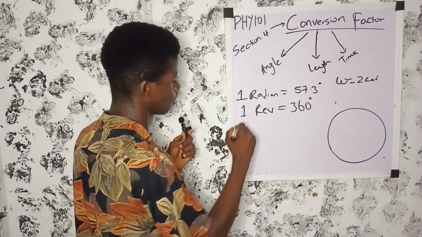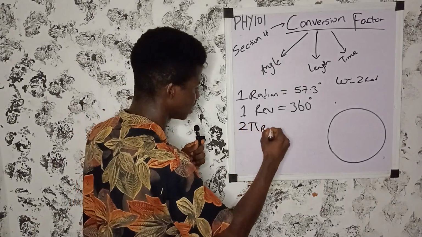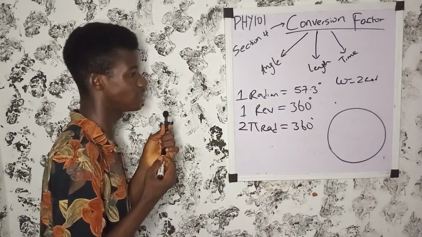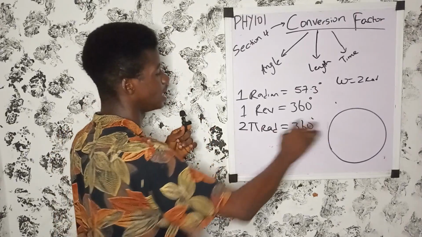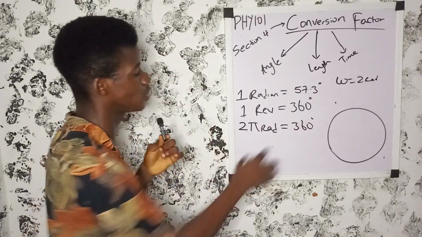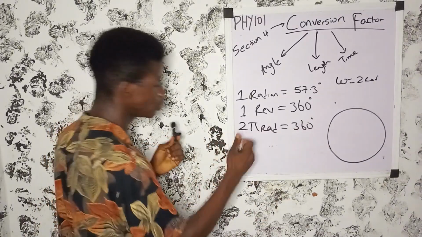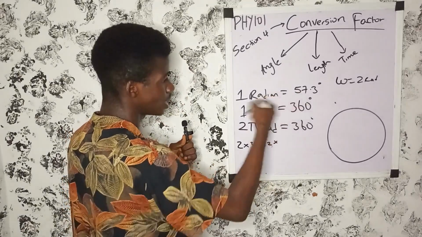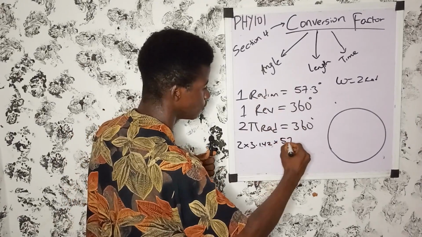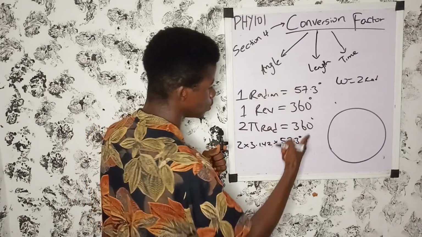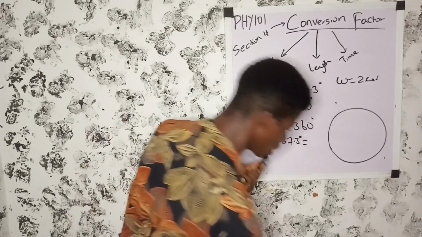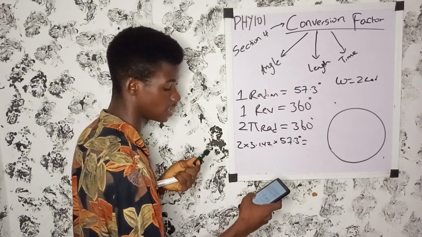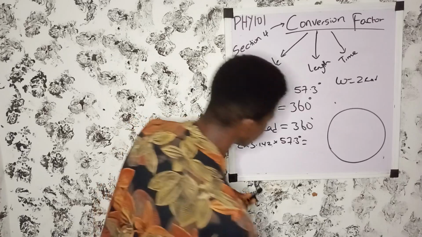Then take note that 2 pi radian is also equal to what? 360 degrees. Okay, please take note of all this. 2 pi radian is equal to 360 degrees. How is it equal to 360 degrees? Let's prove it. 2 times pi is what? 3.142. Then times radian: 1 radian is what? 57.3 degrees. So multiplying everything, 2 times 3.142 times 57.3, you will have 360 as your answer.